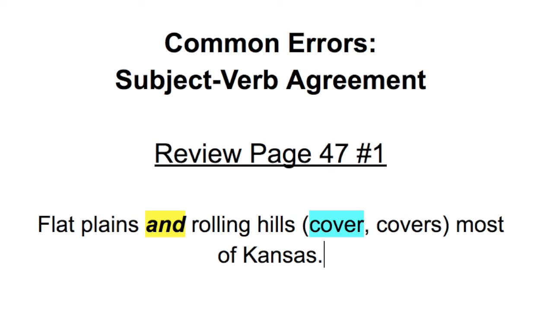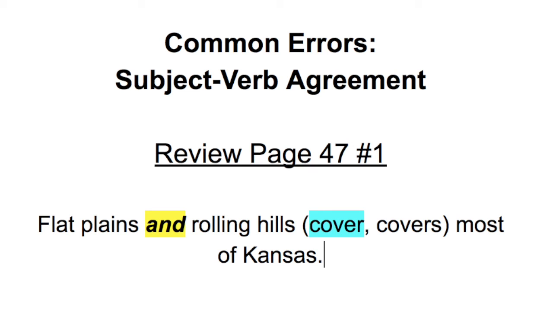All right, so let's look at part A on activity page 47, and we'll do number 1 together. The instructions on part A say circle the correct form of the verb in parentheses that agrees with the compound subject. Number 1, flat plains and rolling hills cover or covers most of Kansas. Well, let's look at that compound subject. It's joined together by which conjunction? And. So because it's joined together with and, it's making it more than one. It's a plural subject. So we would use cover. Flat plains and rolling hills cover most of Kansas.